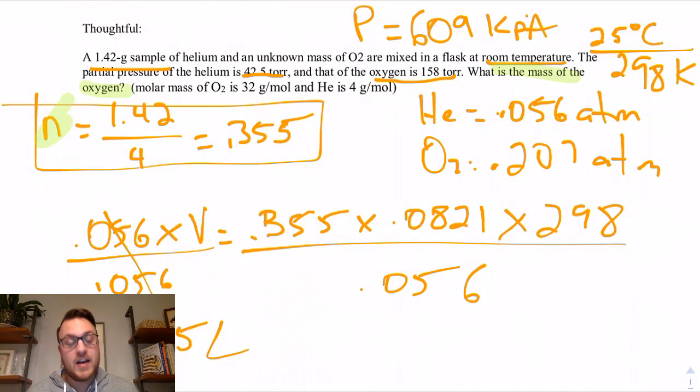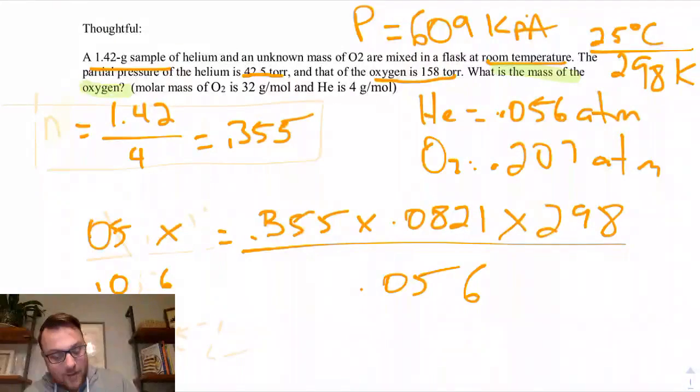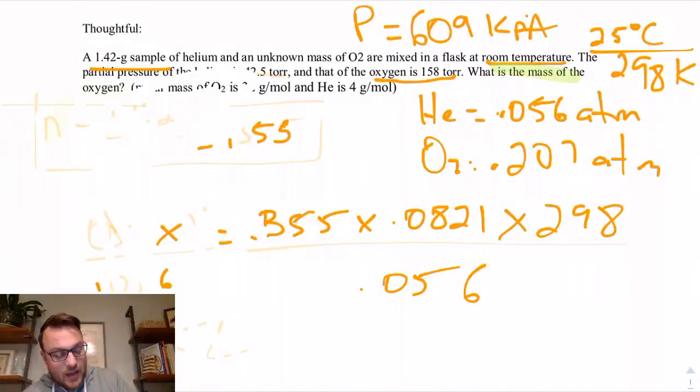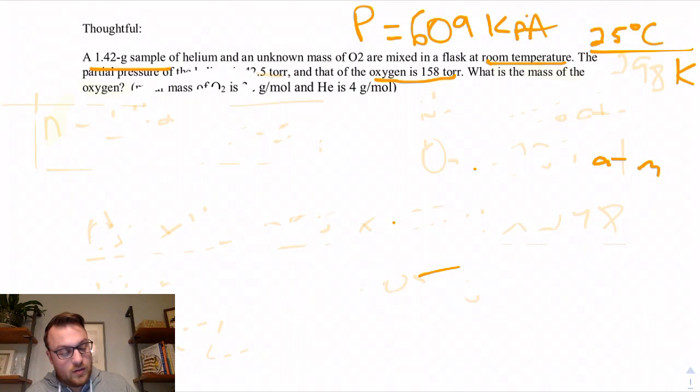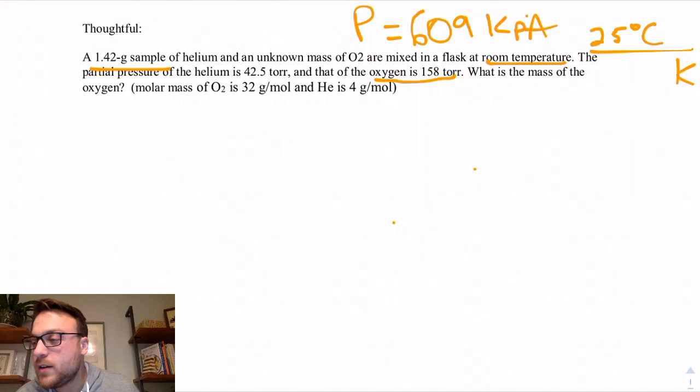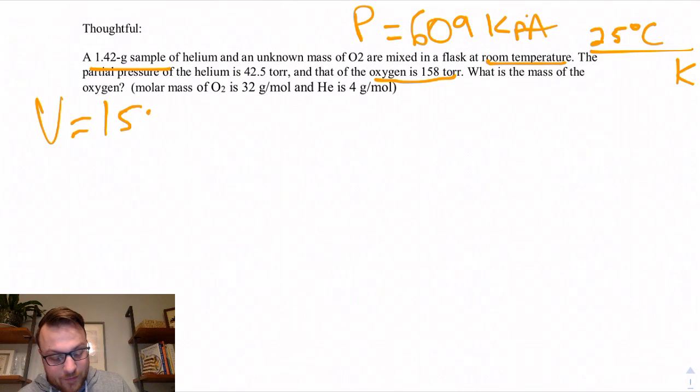So we're going to take that V and plug that in and PV=nRT it for oxygen. The volume is 155. So we got our V was 155. Now we can plug in that V for oxygen and solve for n. So oxygen's pressure was 0.207.